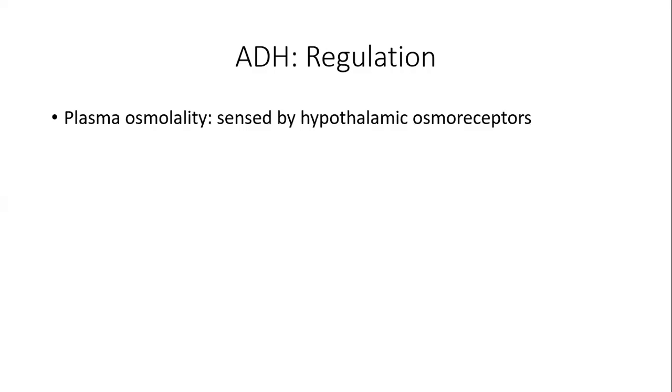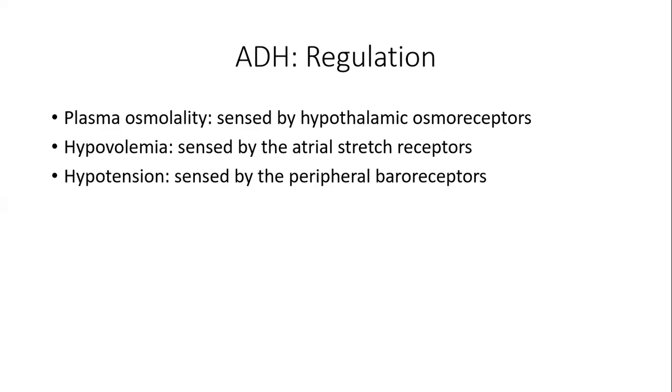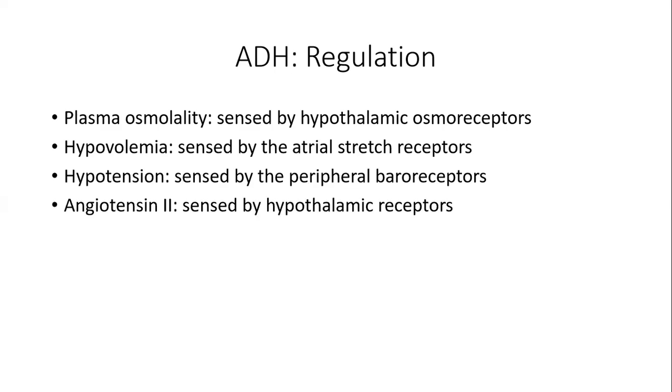Another one of the hormones released is the antidiuretic hormone, which is regulated by the plasma osmolality. This is the major trigger of it. The osmoreceptors in the hypothalamic region will detect it and then will cause the release of ADH. Hypovolemia, sensed by the atrial stretch receptors, will decrease the ANP production, which counteracts the ADH. So that is how ADH is regulated by hypovolemia. Hypotension sensed by the peripheral baroreceptors, and angiotensin 2 can directly stimulate the ADH release.